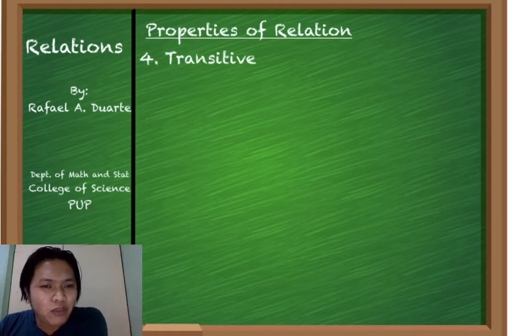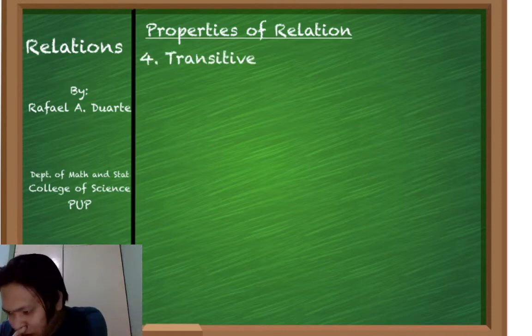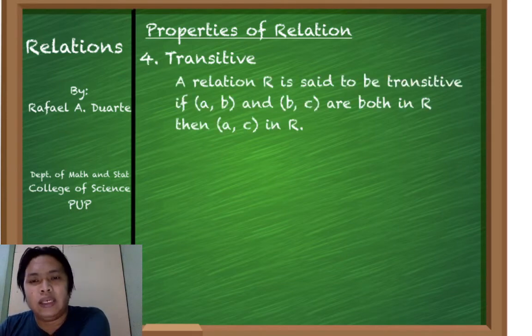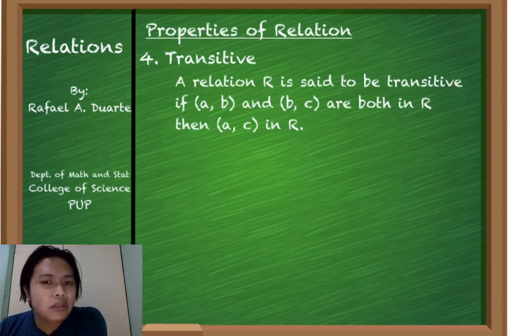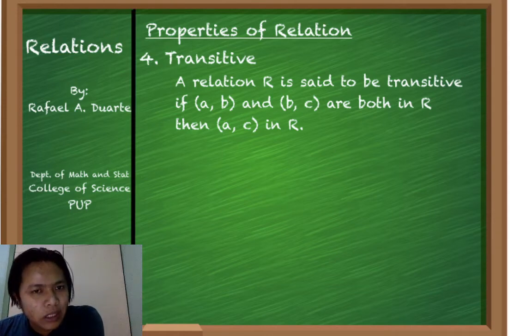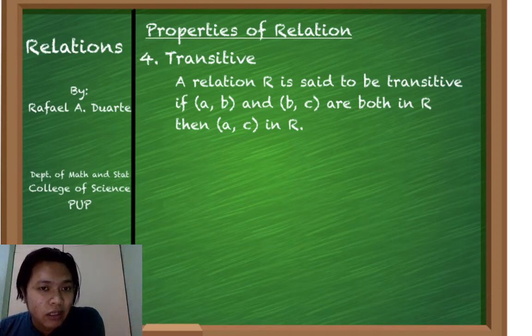Okay. The 4th one would be transitive. So, ano ba ang transitive? Ito medyo tricky yung condition for transitivity. Yung relation R is said to be transitive if yung AB and BC are both in R, dapat yung AC is in R din. Ano ibig sabihin nun? Kunyari, meron akong AB na 1, 2, tapos yung BC ko 2, 3. Dapat si 1, 3 nasa loob ni R pala.